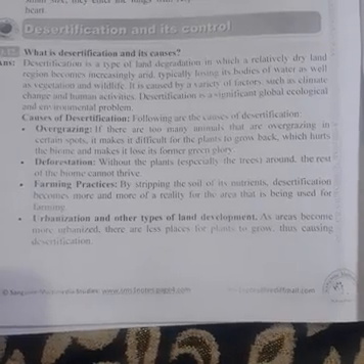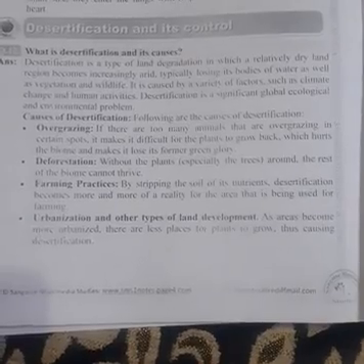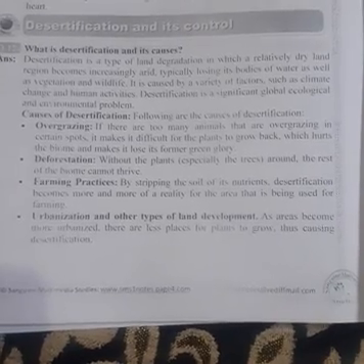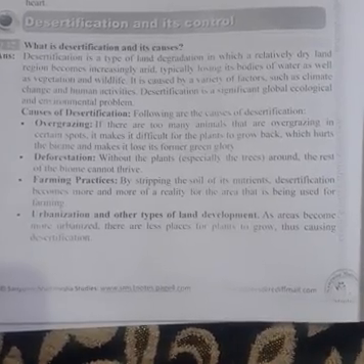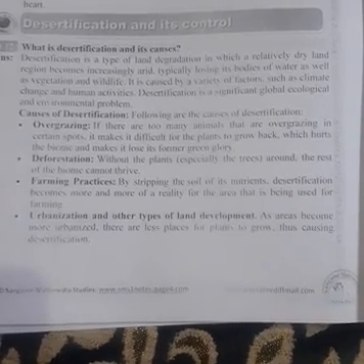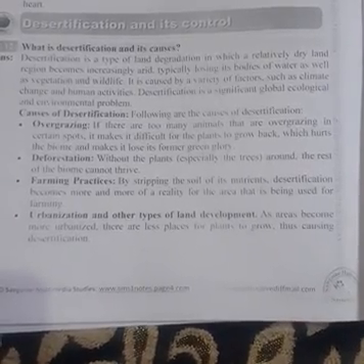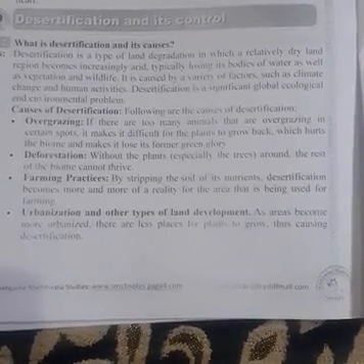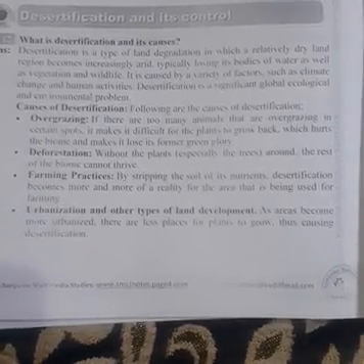Now, what are the causes of desertification? There are various causes of desertification. Our first cause is overgrazing. If there are too many animals overgrazing in certain spots, it makes it difficult for the plants to grow back, which hurts the biome and makes it lose its former green glory. Deforestation. Without the plants, especially trees, around, the rest of the biome cannot thrive.